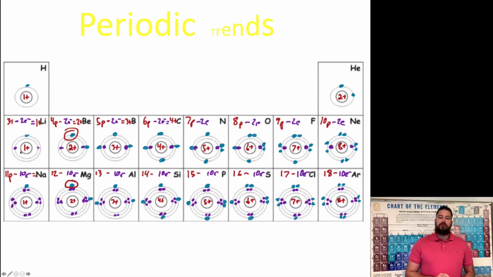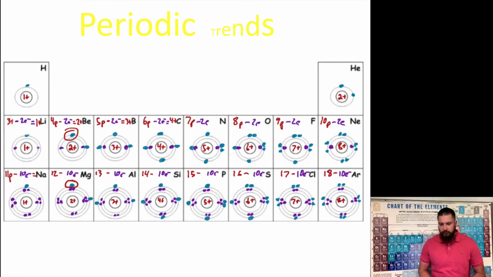As you go from left to right, you'll see that the effective nuclear charge increases. As you go from top to bottom, though, it actually stays the same. Hydrogen has a 1+, lithium has a 1+, sodium has a 1+, and so on.